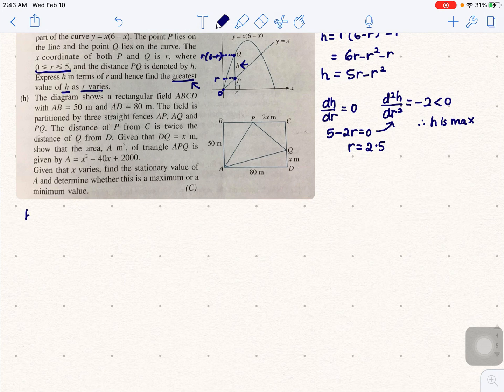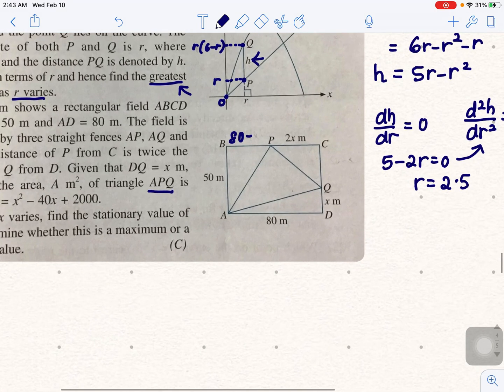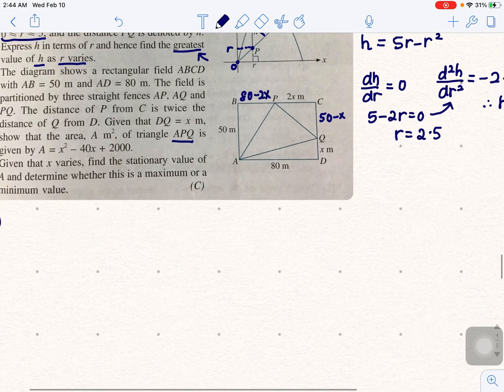Now let's look at question B. In question B, it's showing a rectangular field, and the lengths are all given, with a lot of description, and then they ask us to show the area of triangle APQ. So let's see what happened. This is 80 minus 2x, and this is 50 minus x, because the length here and here is the same, and AD is equal to BC with that logic. But now I'm only interested in this portion here. I only want this area.